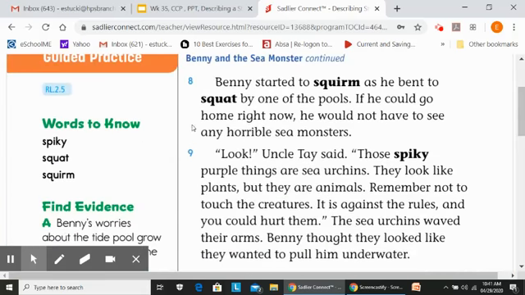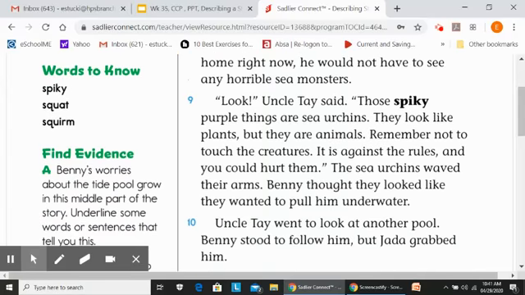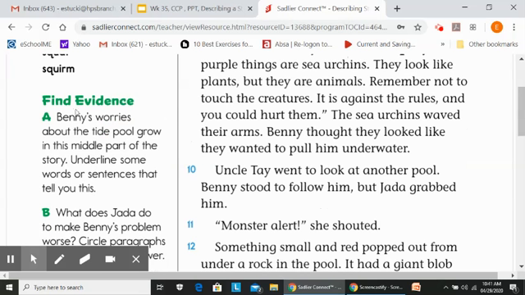Right. Now, in this part of the story, we have reached the middle. This is where we already know the problem. We know that Benny has a fear of these tide pools. He is not liking any of these sea creatures. We learned that he doesn't like slimy creatures, and most of these creatures are just that. Right, Benny worries about the tide pool in the middle part of the story.